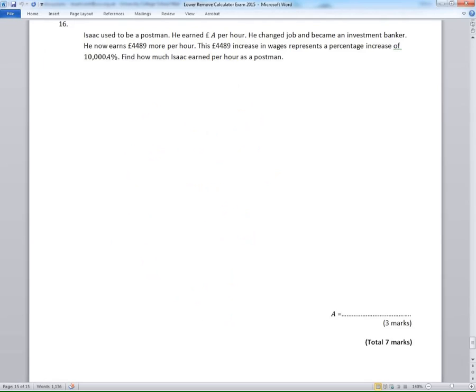Okay, we're going to move on to the final question. If you didn't get this, don't worry. It was 3 marks, and they were fairly difficult 3 marks. So, reading the question, this postman earns £8 an hour, and he has his wages increased by £4,489 per hour. And it says that this represents a percentage increase of 10,000%.